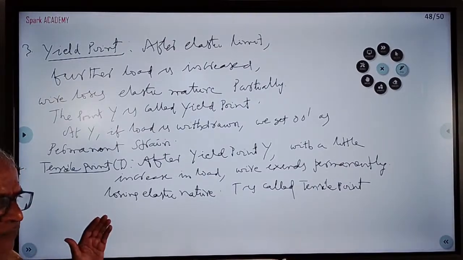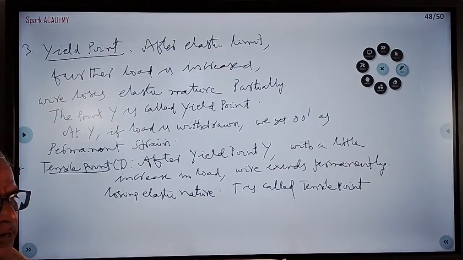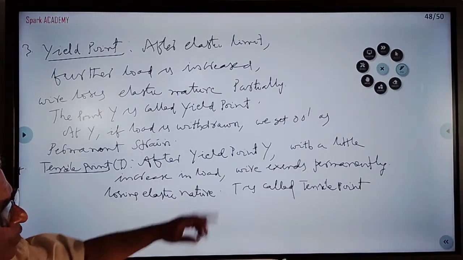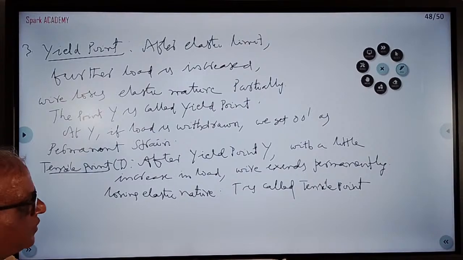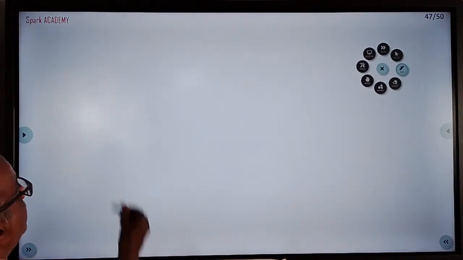The important portion is between yield point and tensile point. After yield point, it gets extended like anything and goes to the plastic state. It loses its elastic nature completely. The strength of the material is maximum at T, the tensile point. The last point is called the breaking point.